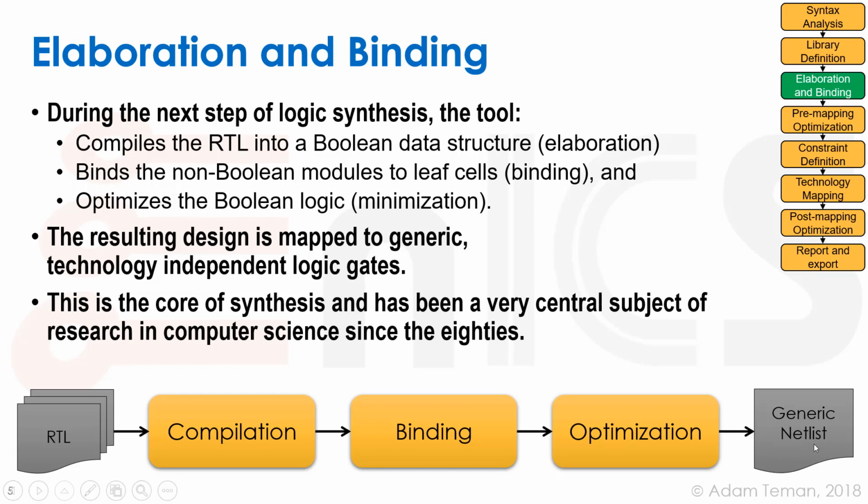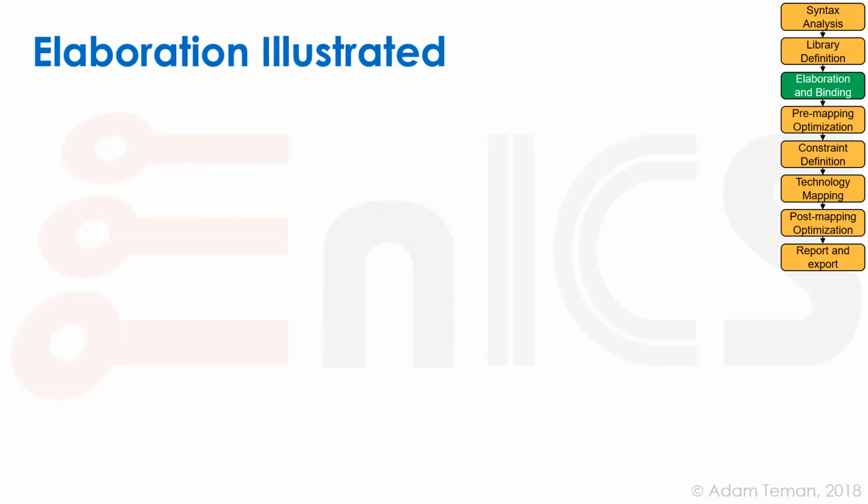So we have a whole bunch of generic gates that are internal to our synthesizer, AND gates, OR gates, and so forth. But they're technology independent, so they're not in a certain process technology. They don't have certain drive strengths, etc. This is the core of synthesis and has been a very central subject of research in computer science since the 80s. So this is a subject that has been researched a lot, and there's a lot of brains in it. I'm just going to discuss really a few points and a few basics that go into this.